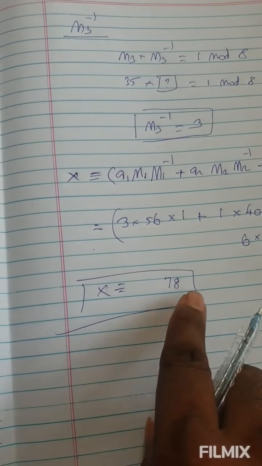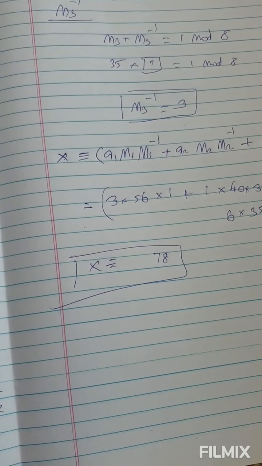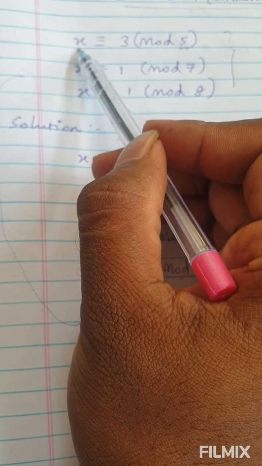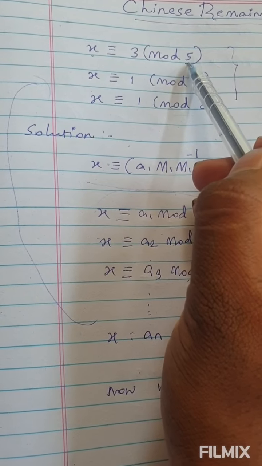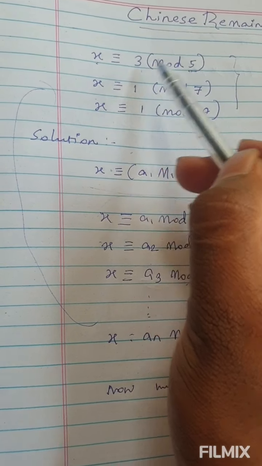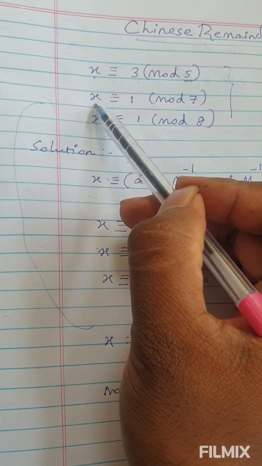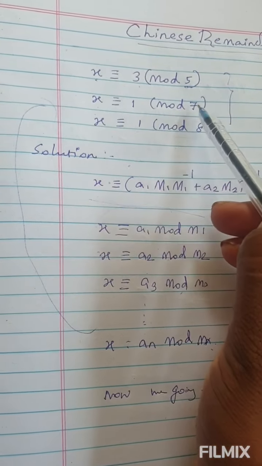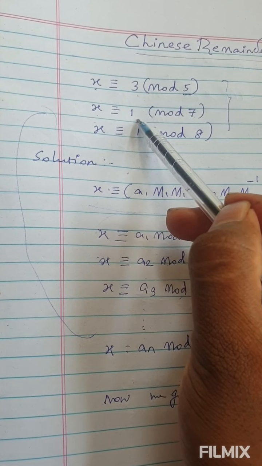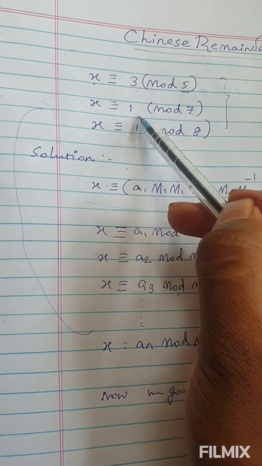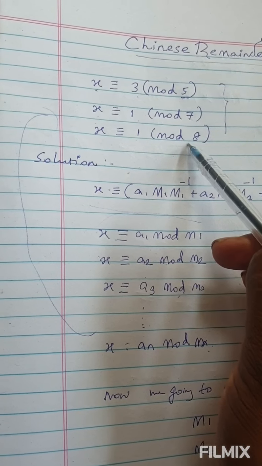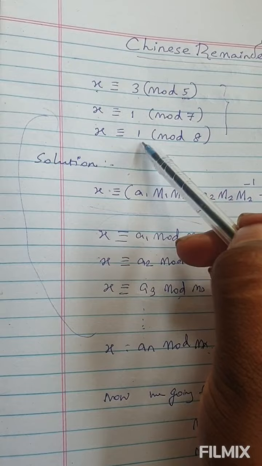So how do we check the value? For example, if you take the 78, then substitute here. If you divide 78 by 5, you get the remainder of 3. So the answer is right. Or otherwise you can substitute 7. If you divide 78 by 7, you get the remainder of 1, because 11 7s are 77, then the remainder is 1. Similar to that, here if you substitute 78, 78 divided by 8, here also the remainder is 1.